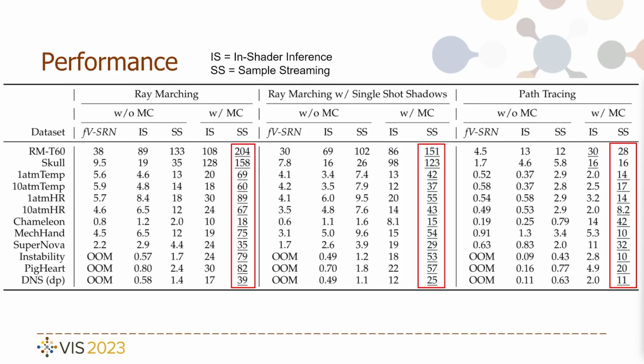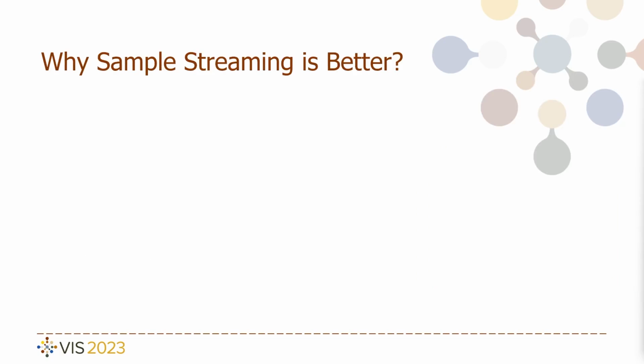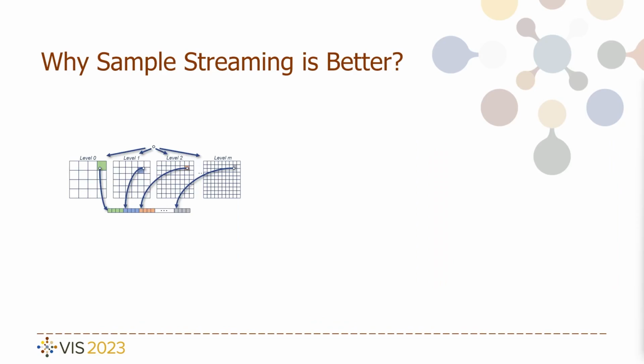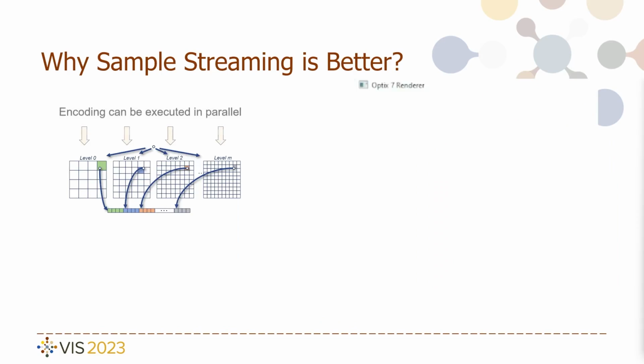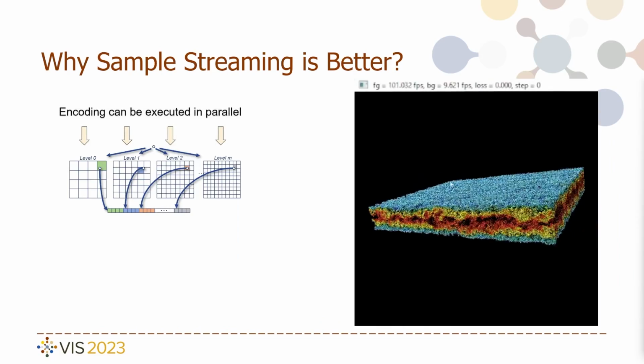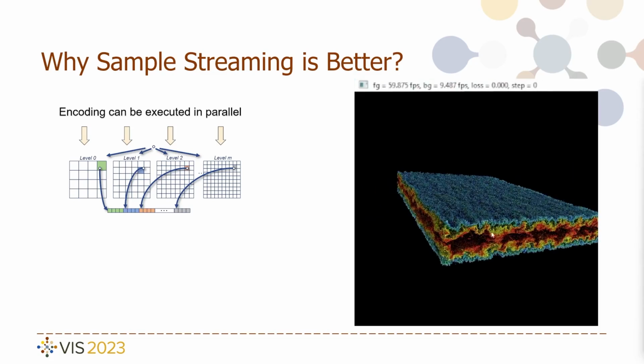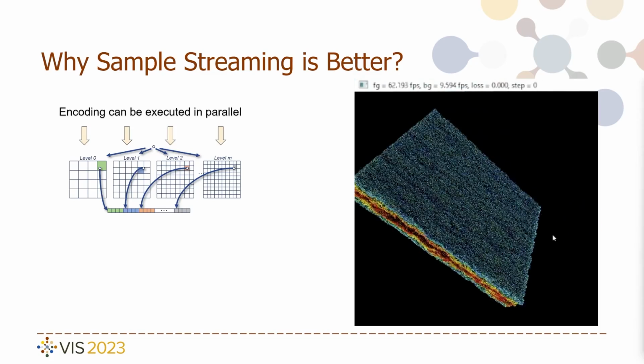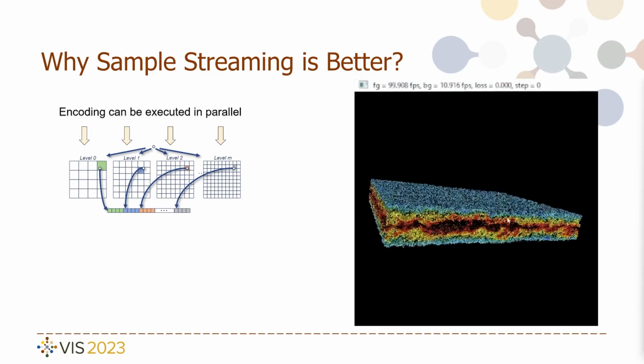When comparing the two rendering styles in our implementation, sample streaming proves to be approximately 3 to 8 times faster than the in-shader method. Why is sample streaming faster? It is because our network input encoding method can be executed in parallel. This parallel execution leverages increased data throughputs. As a result, we're able to interactively path trace even datasets on the terascale.